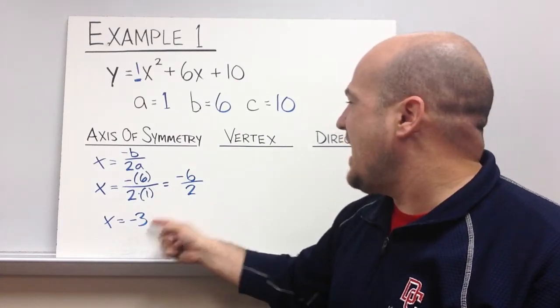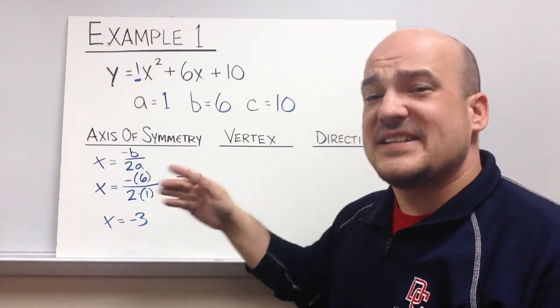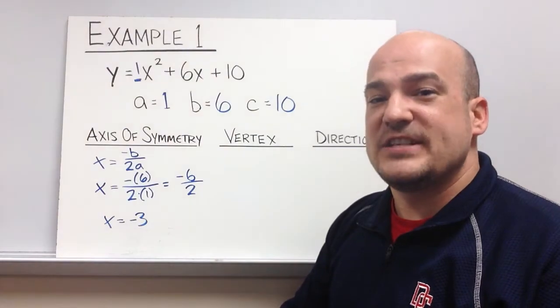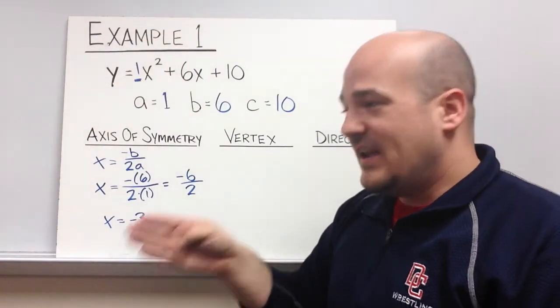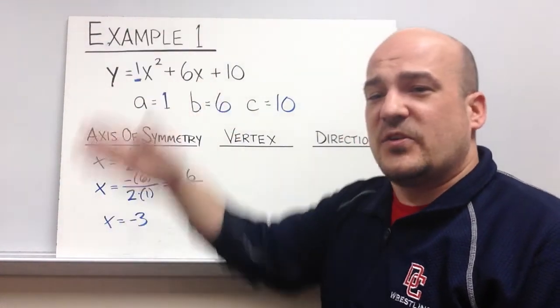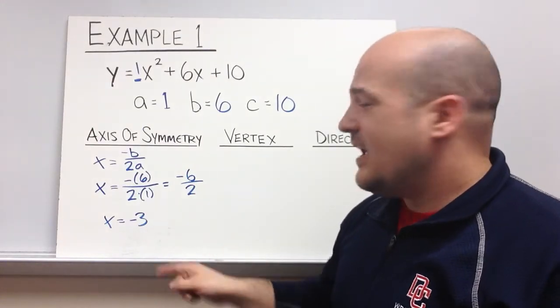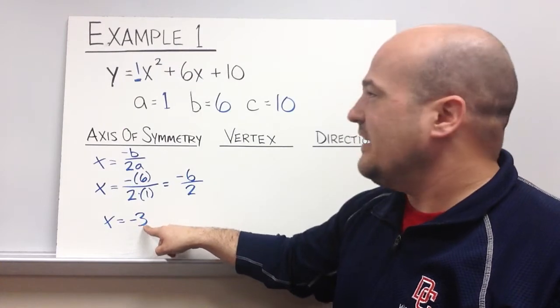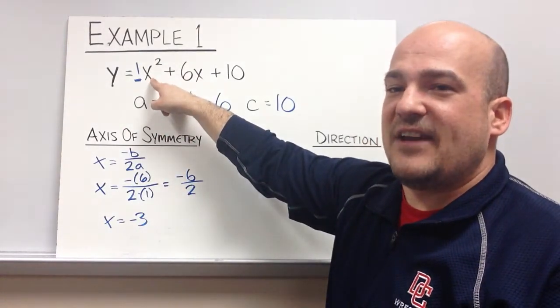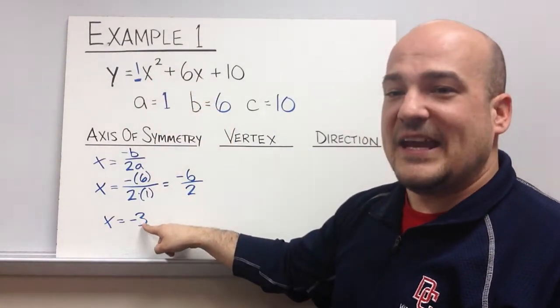Now I'm going to use that to find my vertex. The axis of symmetry has to go through your vertex, because it's the line that goes down the middle, and your vertex is in the middle. So I'm going to use my axis of symmetry to find my vertex. This is how you do it. I know that x equals negative 3, so in my equation up here, instead of x, I'm going to put negative 3.